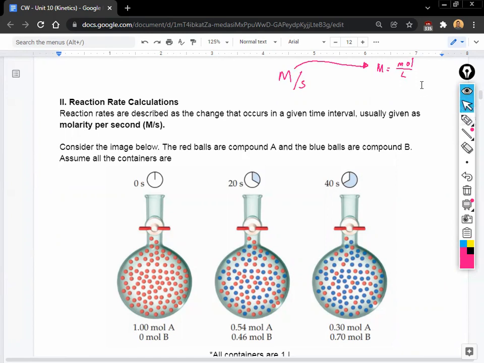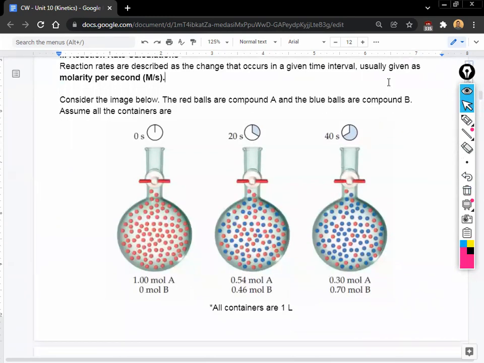Yeah, things are getting more complicated now. Okay, so I'll leave that up there, but we're going to be taking a look at this image right here. So just kind of take a look at it and try to understand what is going on. Okay, so inside this image, we have red balls that are compound A, and then we have blue balls, which are compound B. Okay, and we're going to assume that all of these containers are 1 liter, so the volume doesn't change. But if you guys notice, what happens to the concentration of compound A as time goes on?